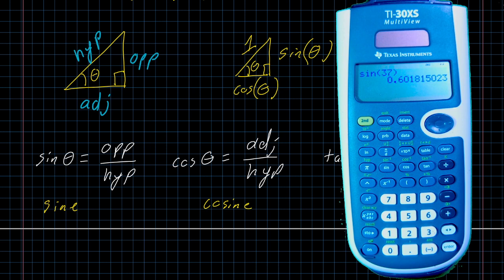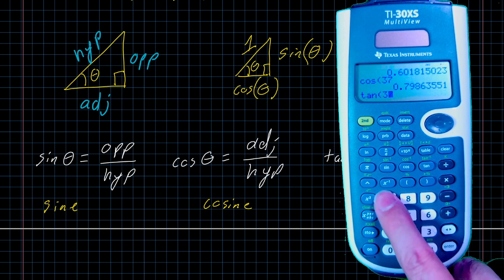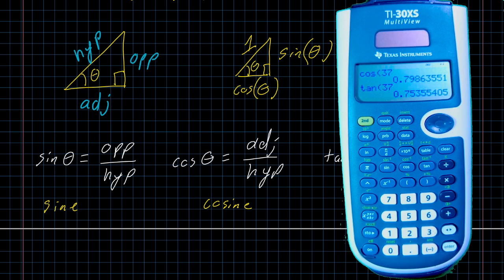So sine 37 comes out as 0.6018, etc., etc. I'll just go ahead and evaluate the other ones. Cosine of 37 and tangent of 37. This is a great chance for you to double check and make sure that your calculator is in the proper mode. If your calculator is not in degree mode, you will be getting radically different results for those calculations.